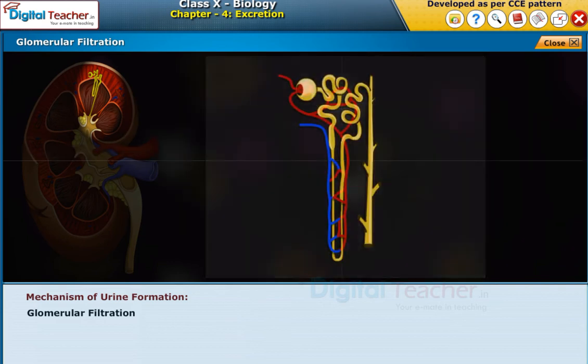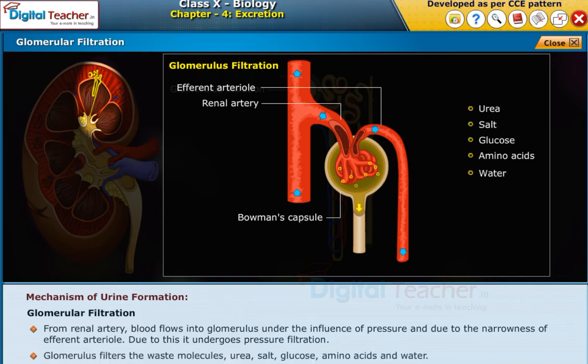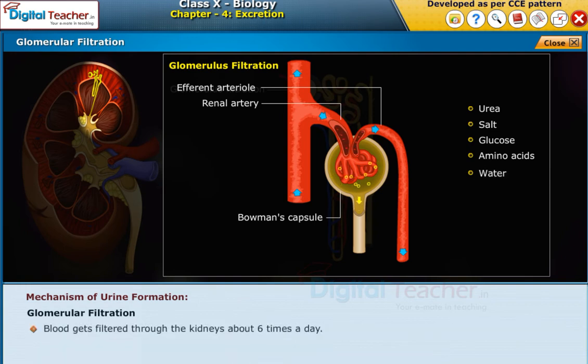Glomerular filtration. From the renal artery, blood flows into the glomerulus under the influence of pressure and due to the narrowness of the efferent arteriole, it undergoes pressure filtration. Glomerulus filters the waste molecules, urea, salt, glucose, amino acids and water. Blood gets filtered through the kidneys about 6 times a day.